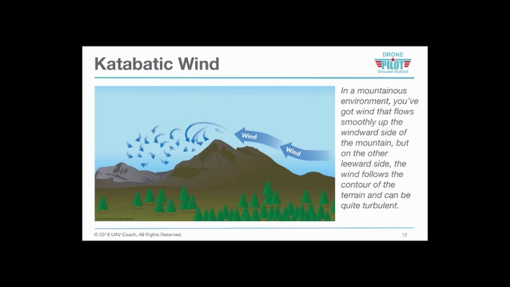Let's go through an example. Let's say you are flying your unmanned aircraft in the mountains. In a mountainous environment, you've got wind that flows smoothly up the windward side of the mountain, but on the leeward side, the wind follows the contour of the terrain and can actually be quite turbulent. This is called a katabatic wind.